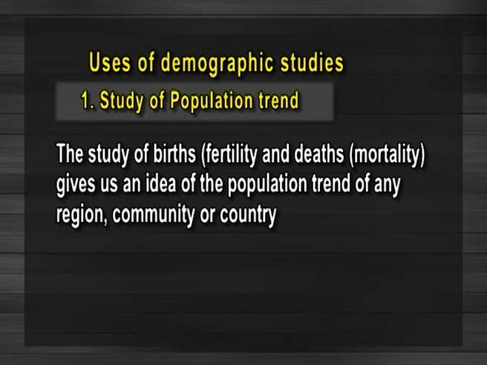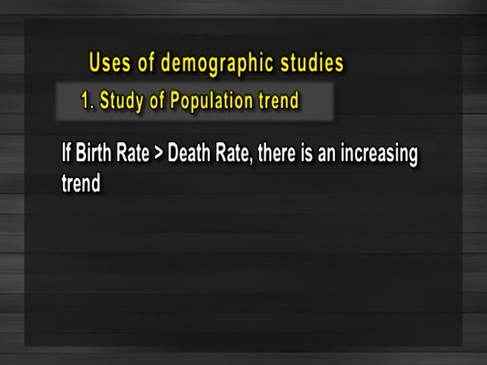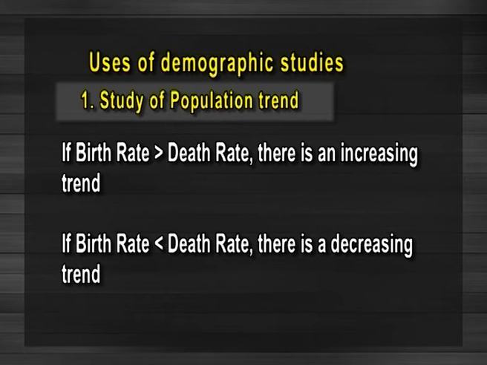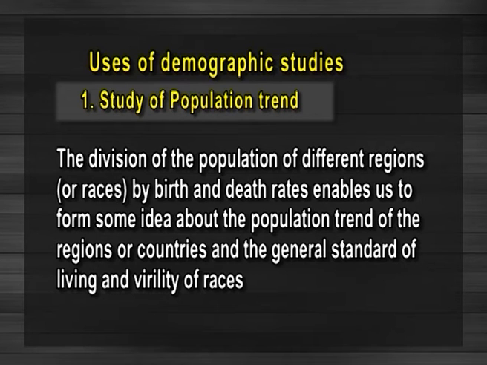The study of births, that is fertility, and deaths, mortality, gives us an idea of the population trend of any region, community, or country. If birth rate is greater than death rate, there is an increasing trend. If birth rate is lesser than death rate, there is a decreasing trend. The division of the population of different regions or races by birth and death rates enables us to form some idea about the population trend of the regions or countries and the general standard of living and virility of races.